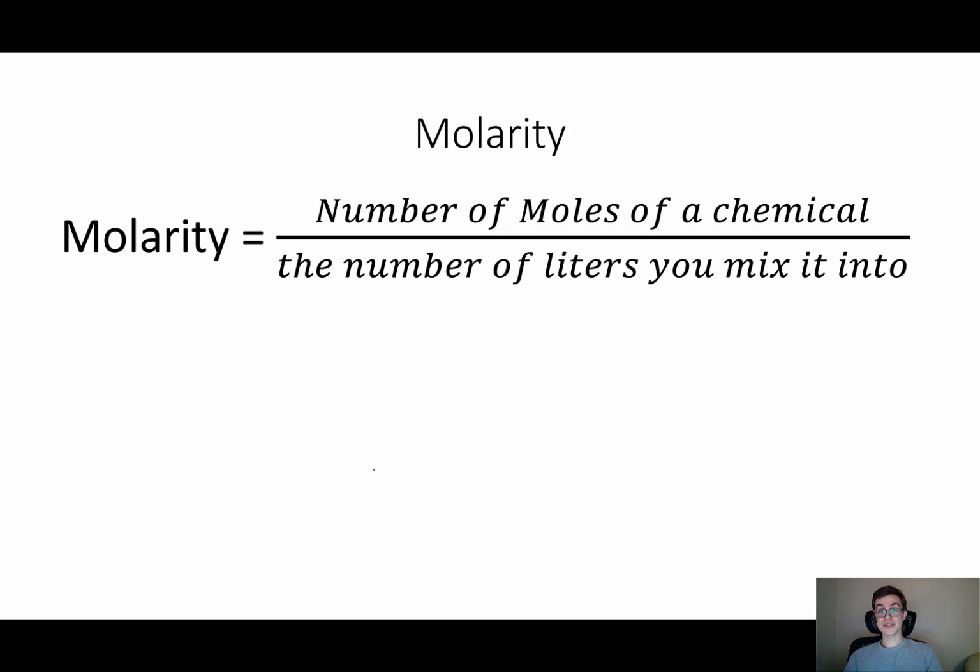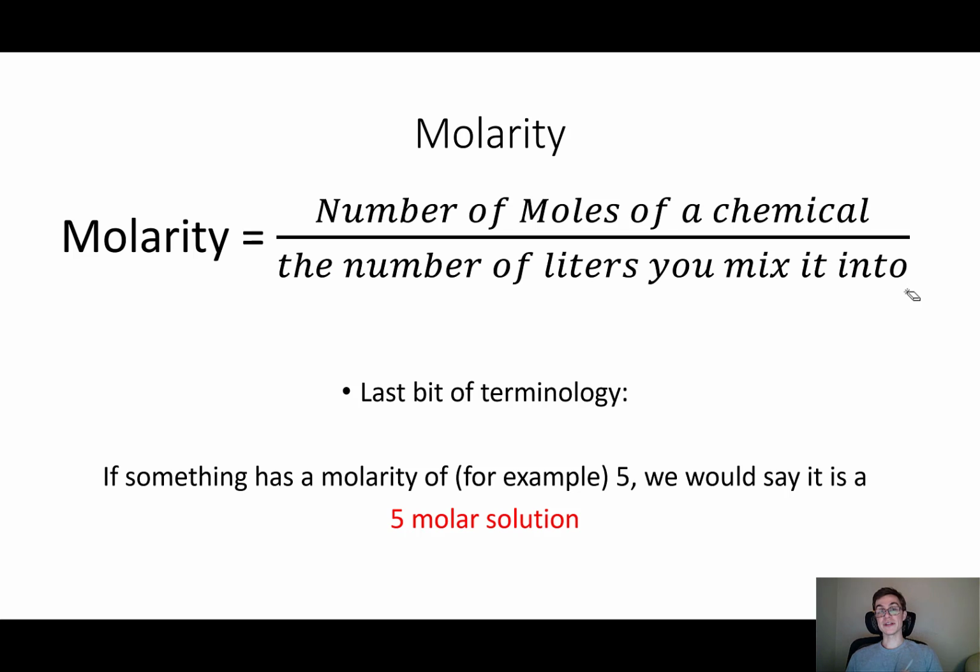So this is the technical definition of molarity. Mathematically speaking, molarity is the number of moles of a chemical divided by the number of liters that you have. If you have a lot of a chemical, then the numerator goes up and you get a big number. But if you take a lot of chemical and you mix it into a ton of water, then the denominator is going to be really big and your number is going to get smaller. So it works the way we want it to. One last bit of terminology. If something has a molarity of like 5, there are 5 moles in every liter, then we will call it a 5 molar solution.